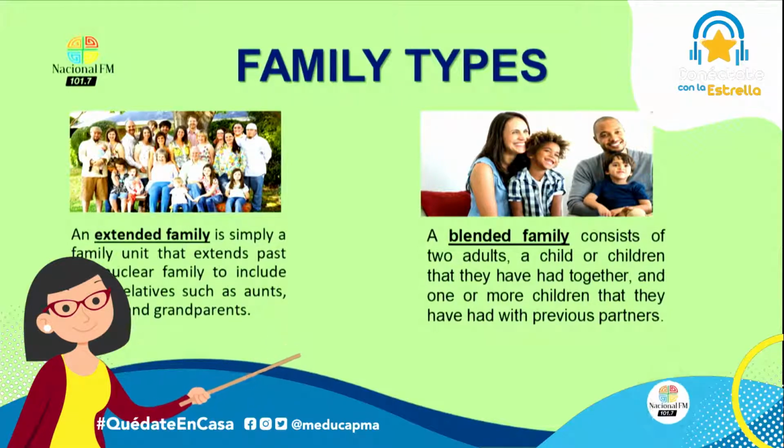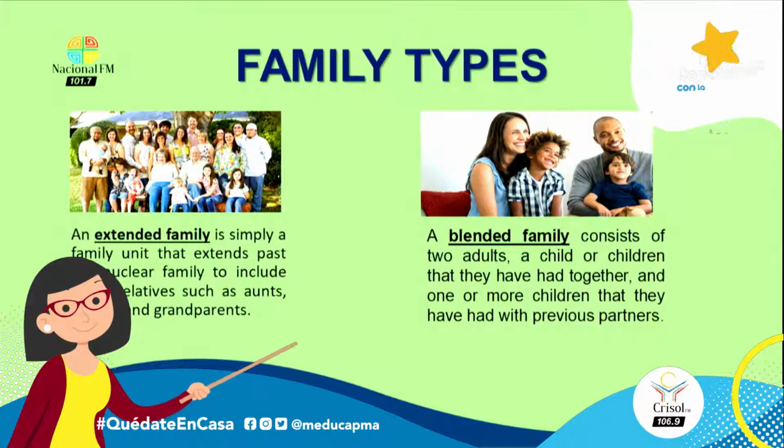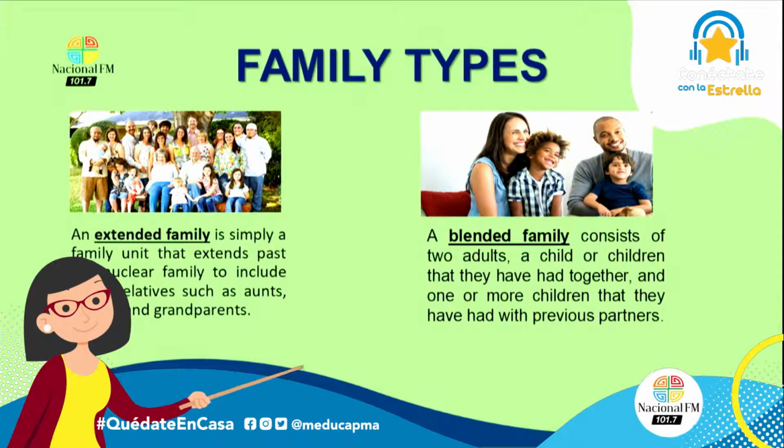Also, we got a blended family. A blended family consists of 2 adults, a child or children that they have had together, and 1 or more children that they have had with previous partners. So when we talk about a blended family, for example, you got 3 children, but 1 of the children is from your previous marriage, es de tu matrimonio anterior. So that will be a blended family because you get children from another marriage.